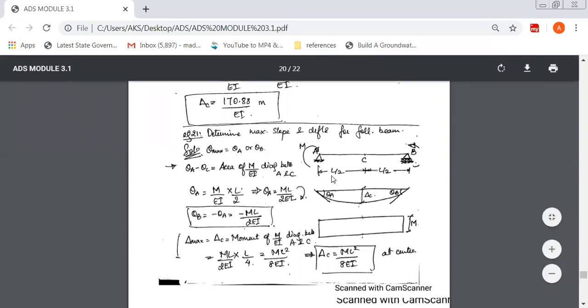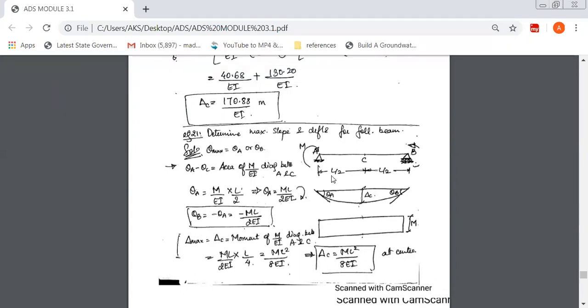After this, draw the deflected shape of the beam. Because it is a moment, this moment tries to push AC downward, so that's why it is deflecting like this. Similarly, this moment tries to push down. You can see the arrowhead tries to push BC downward. So the beam bends like this. This is the deflected shape of the beam. So these are the three quantities you're supposed to find out: theta A, theta B, and delta C.